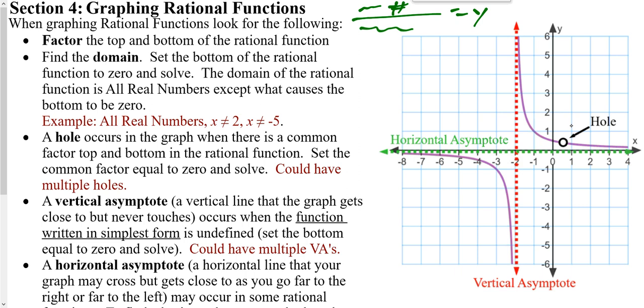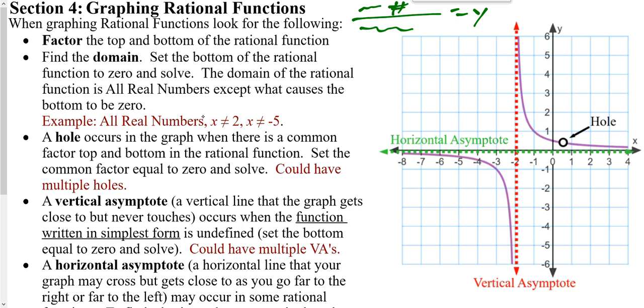So to go ahead and graph a rational function, you need to follow these bullet points. Factor the top and the bottom. Then you want to find your domain. Remember, you can never divide by 0, so basically you set the bottom equal to 0. That's going to be all real numbers except what causes the bottom to be equal to 0. So you'd write it out in a very similar way to what you see here: all real numbers except x cannot be equal to 2 or x cannot be equal to negative 5.